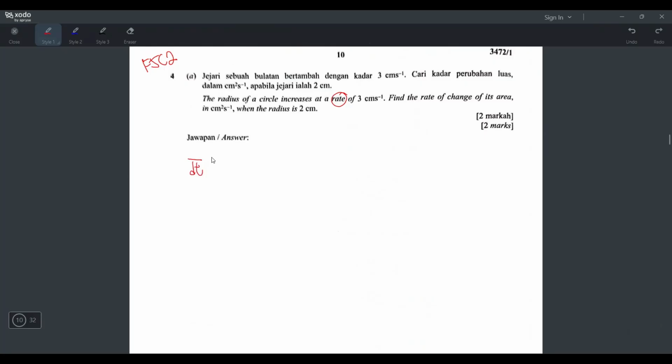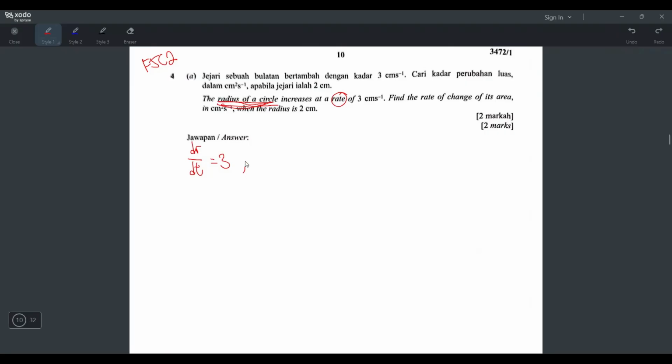So the rate is equal to 3, so over dt equals 3. But what about above here? Let's read carefully. The radius of the circle increases at the rate of 3. It means every second, the radius of the circle increases by 3 cm. So dr, you can use r to represent the radius of the circle. Radius is the jari of the circle. So r represents the radius of the circle, and why over dt? Because it is the rate, and it equals 3.